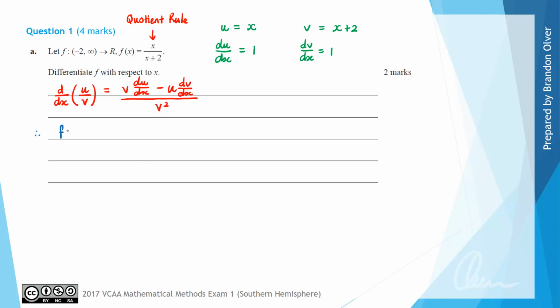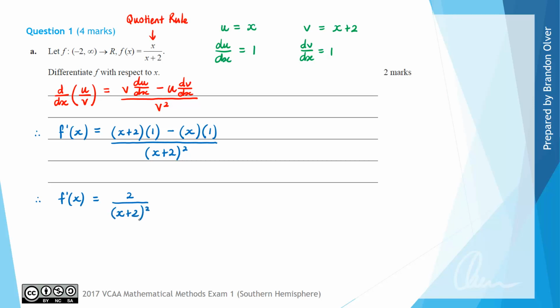So therefore the derivative f dashed of x, which is what this question asks for, is equal to v, which had a rule x plus 2, and we'll need a bracket around that, times du dx, which is simply 1, minus u, which was x, times dv dx, which was 1. All of that is divided by v squared, which is x plus 2, all squared. Now that expression for the derivative can be easily simplified, so we're going to do that for this question. So f dashed of x is going to equal, on the top line, x plus 2 subtract x, which would just leave 2, divided by x plus 2 all squared.